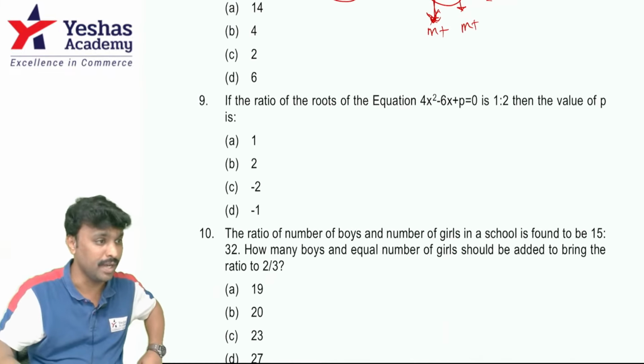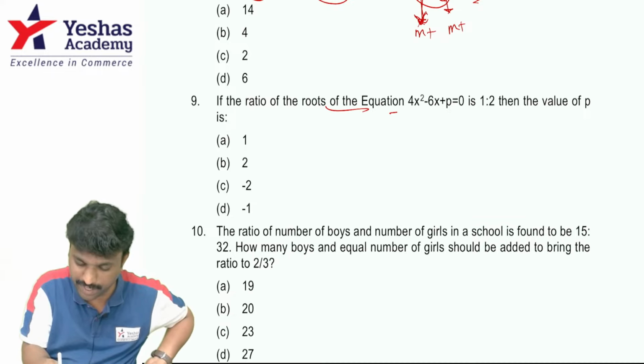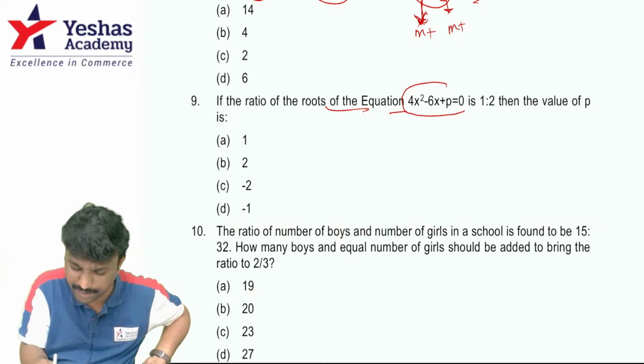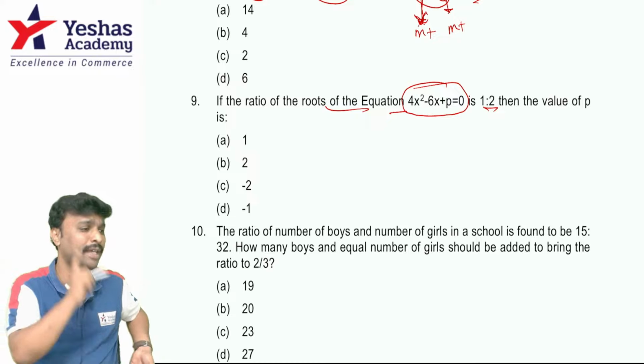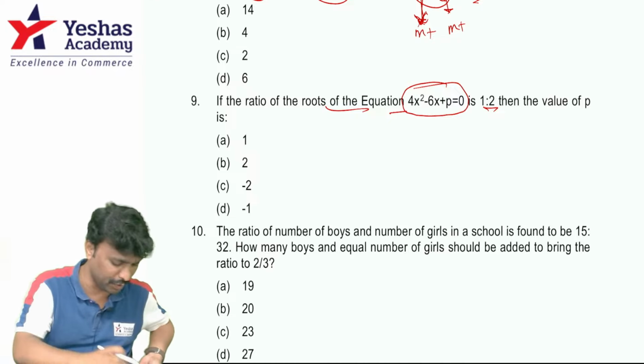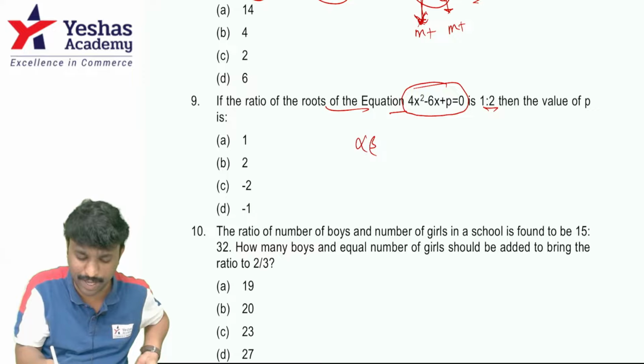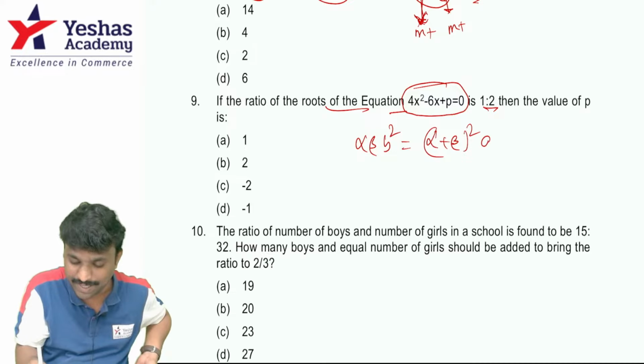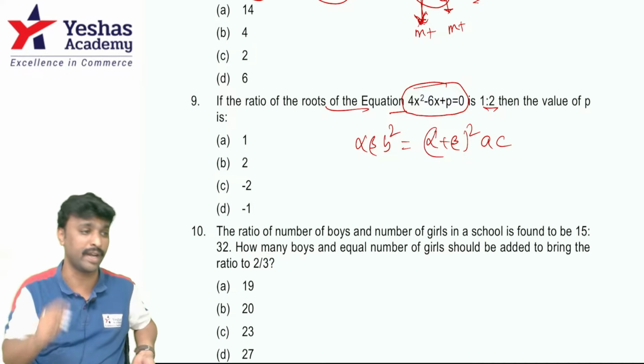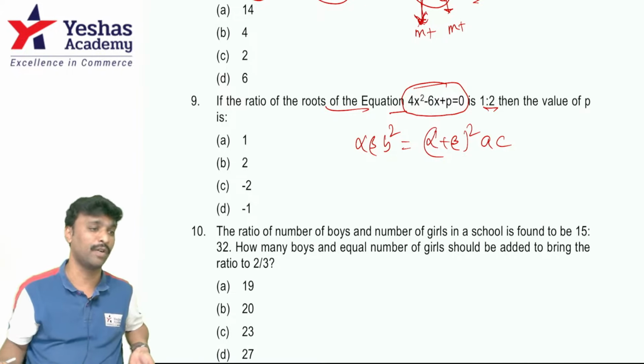Look at the next question. If the ratio of the roots of the equation x square minus 6x plus p is equal to 0 is 1 is to 2. Guys, I gave you a shortcut. Whenever the ratio of the roots is given, the shortcut that you have to do is alpha into beta into b square is equal to alpha plus beta the whole square into AC. This is the one-liner I have given you whenever the ratio of the roots is given.